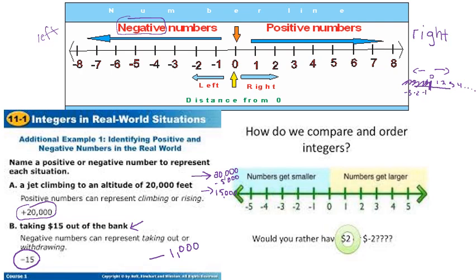How do we compare and order integers? The numbers are getting smaller as we go to the left. The numbers are getting bigger as we go to the right. Who's in the middle? 0. So they're asking, would you rather have $2 or -$2? Well, obviously, we would rather have $2 because that means it's positive. If we had -$2, that means we owe somebody $2.